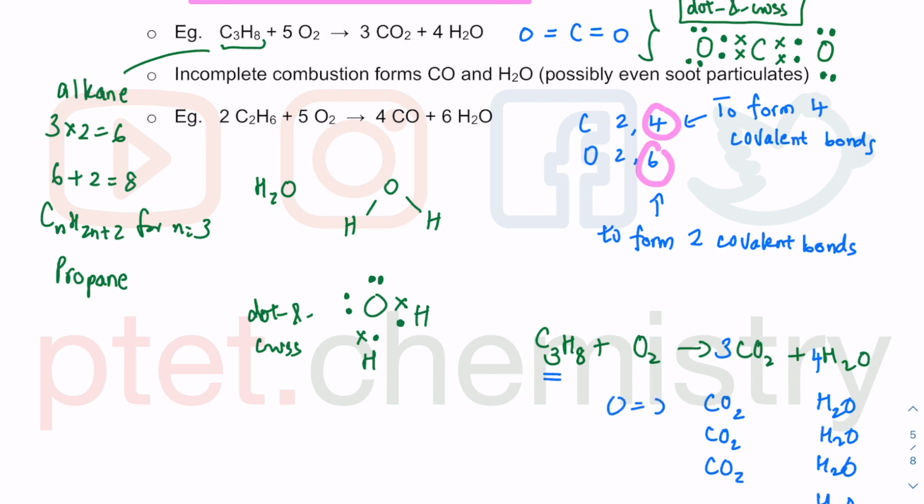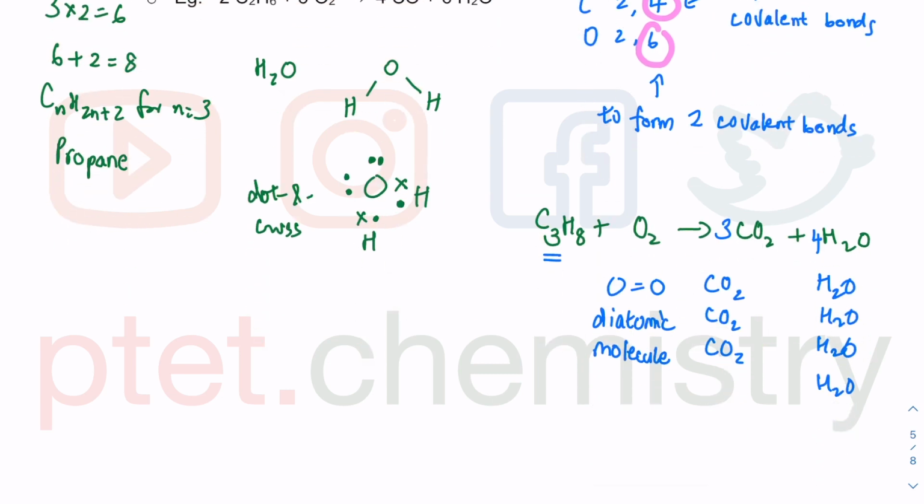You have oxygen diatomic molecule. So 2 atoms bonded together by covalent bond. It's an element because it only contains 1 type of atoms. You have 10 oxygen atoms on the right, 10 oxygen atoms, not molecules. So you need 10 oxygen atoms on the left.